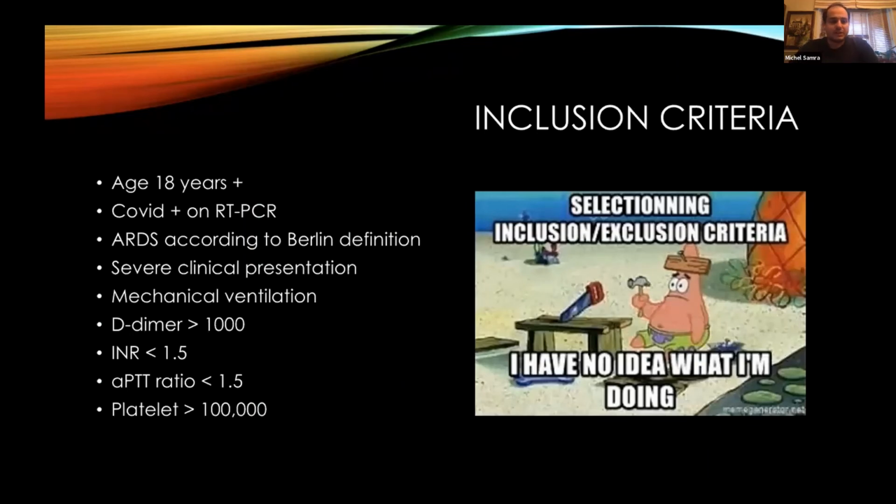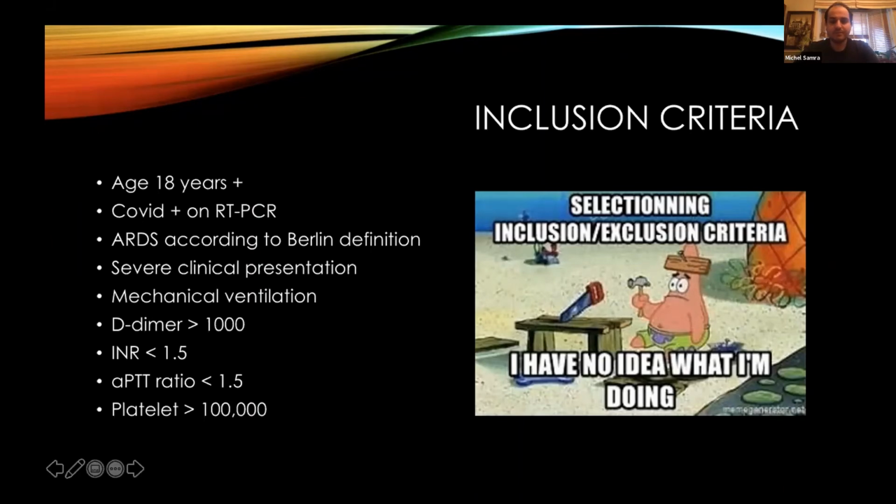So with regards to their inclusion criteria, I put it there for your interest. There's nothing particularly special about the inclusion criteria, except that they insisted that the patients have severe disease requiring mechanical ventilation, and that there was no evidence of increased bleeding times at baseline. So they did want patients with a slightly elevated D-dimer, but they wanted a more or less normal INR and normal platelet values.